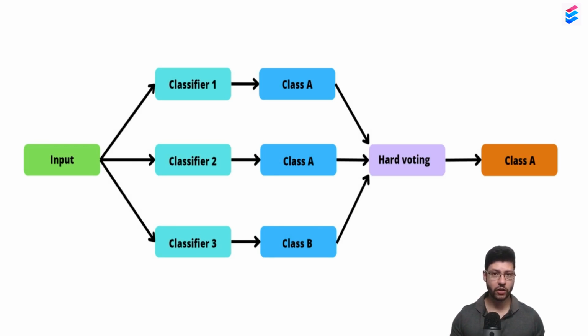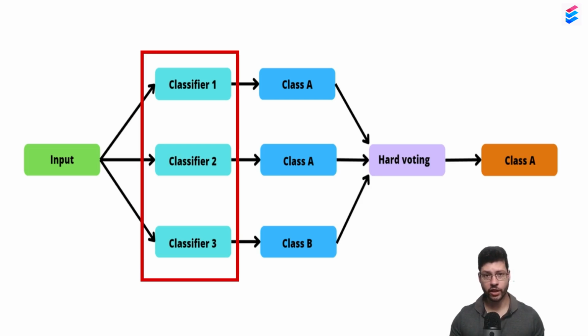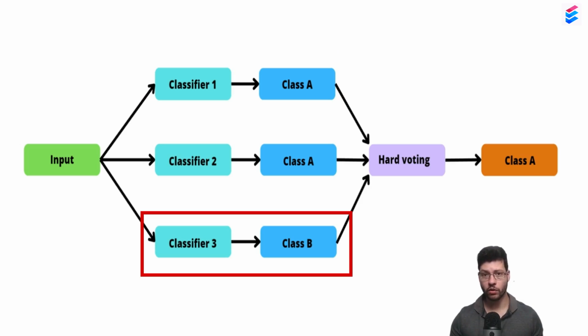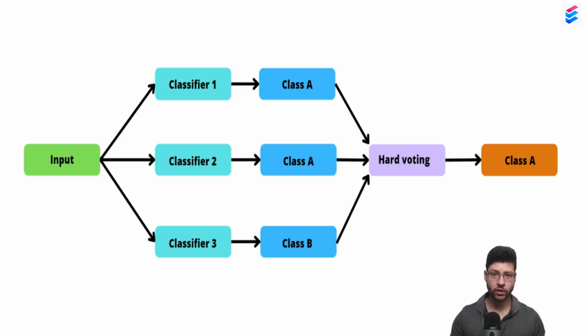For example, take a look at the image that's on the screen. We have 3 classifiers. 2 classifiers are voting for class A, and 1 classifier is voting for class B. Because we have 2 votes for class A and just 1 vote for class B, using hard voting, our ensemble is going to predict that the correct output should be class A.